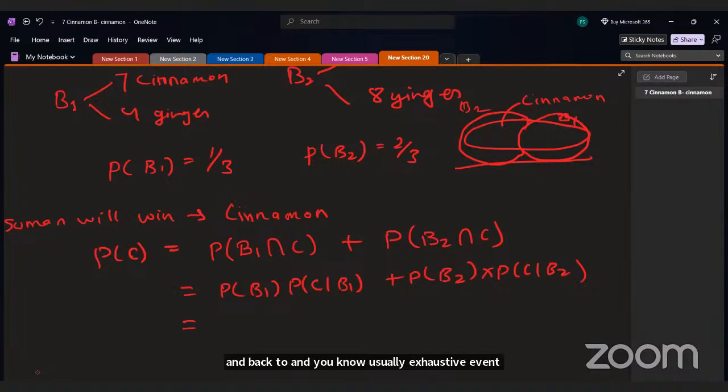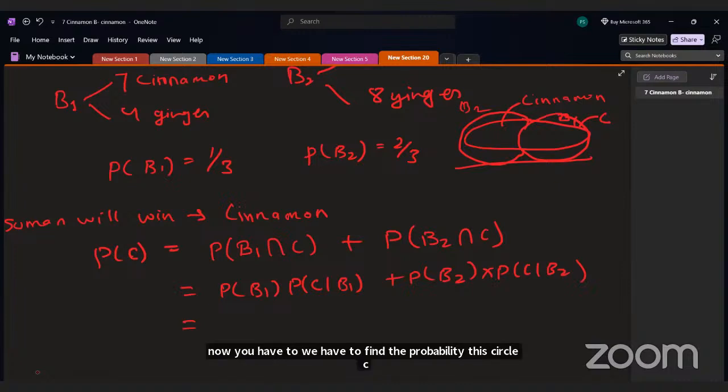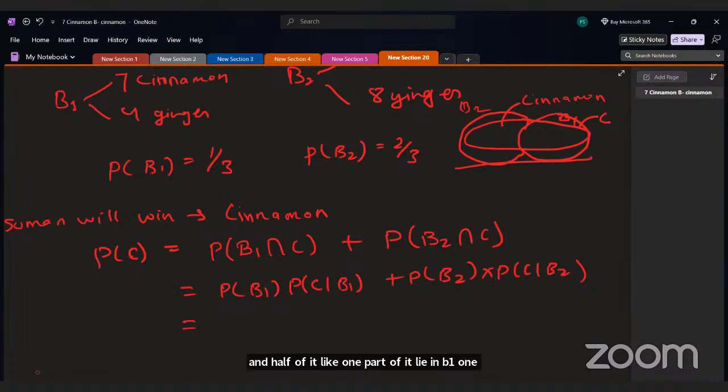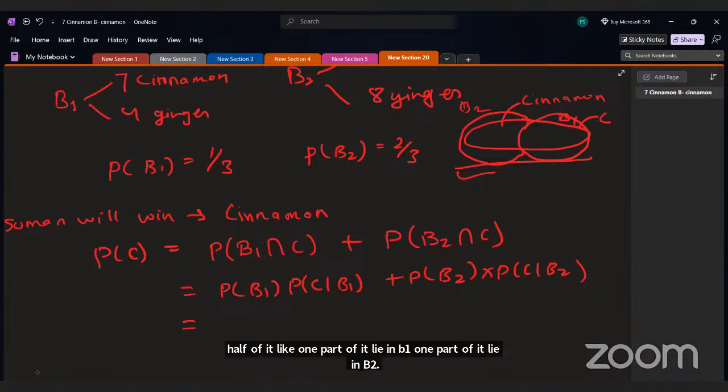So either you will choose from bag 1 or bag 2. If you choose a candy, you will choose it from bag 1 or bag 2. Now we have to find the probability of this circle C, and one part of it lies in B1, one part of it lies in B2. Here we use the law of total probability. In this kind of situation, we use the law of total probability. Okay. Okay, sir. Thank you.